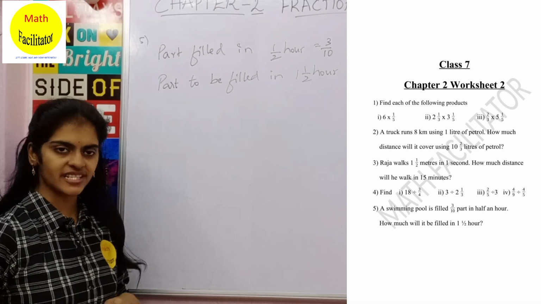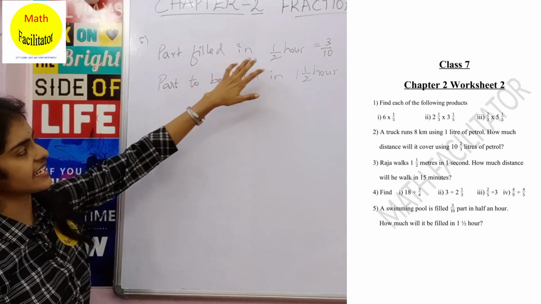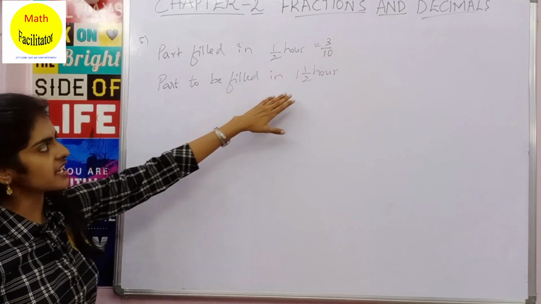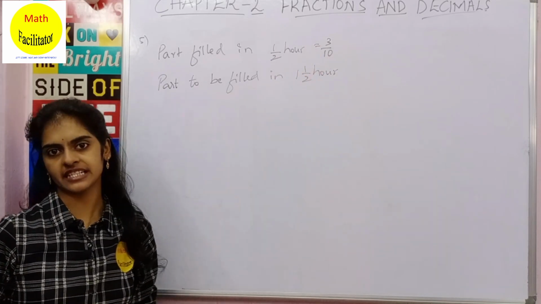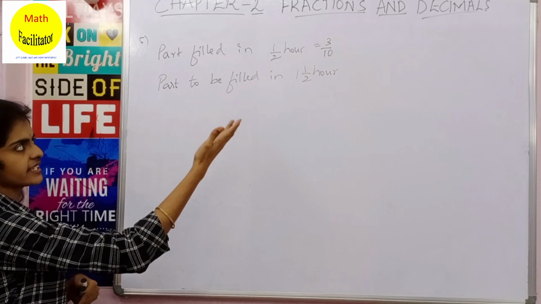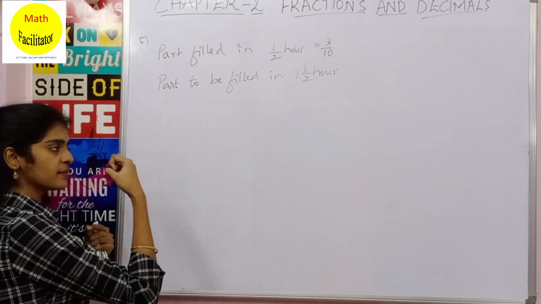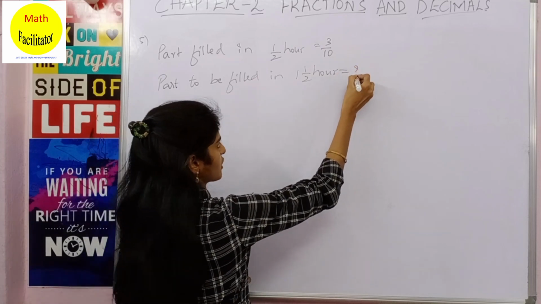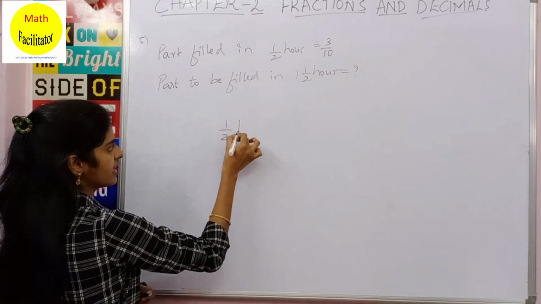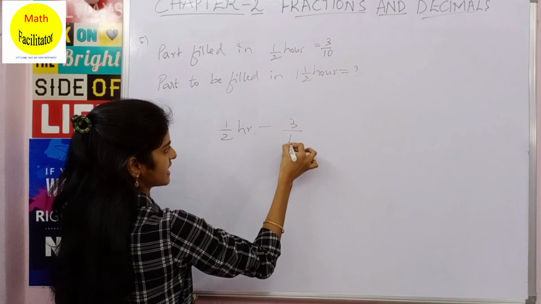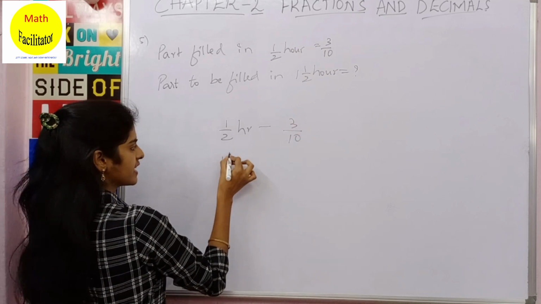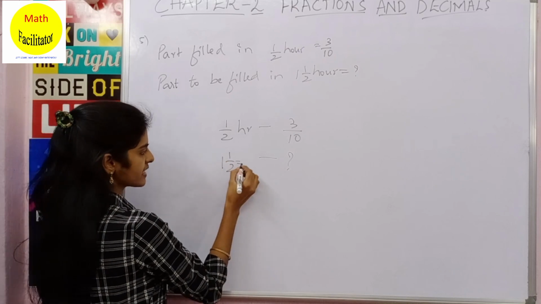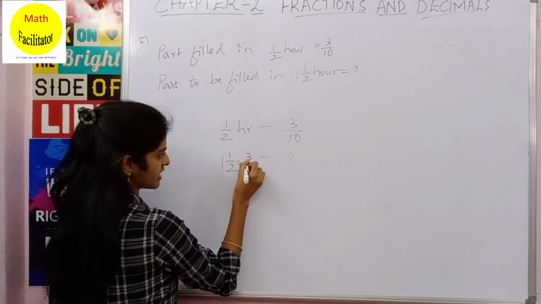So here in the next question, a swimming pool is filled in half an hour, it is filled 3 by 10th part. So in 1.5 hour, how much part will be filled is the question. So part filled in half an hour is 3 by 10. So part to be filled in 1.5 hour is how much? You don't know this, you have to find. So in half an hour you have filled how much? 3 by 10th part. So in 1.5 hour how much will you fill? So 1.5 is nothing but 2 1s are 2 plus 1 is 3 by 2.